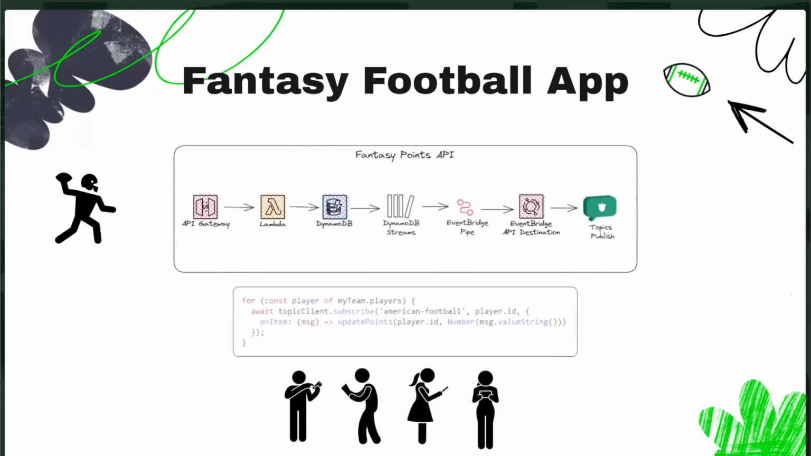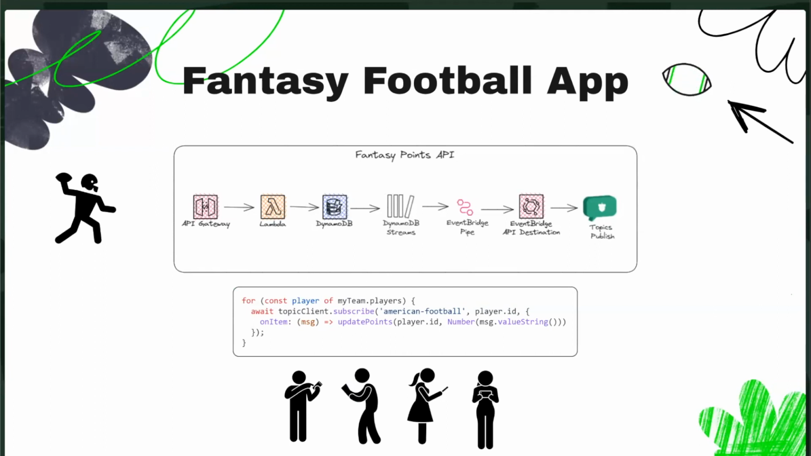So what would happen? You have a bunch of people with your app on their phones. Whenever they load the scoring page, you could run some code like this. Iterate over all the players on my team and subscribe to their dedicated topic inside of Momento topics. Whenever you get a message on that topic, then I can hit this generic update points function that I wrote in my code that has the player ID and the number of points that person just scored.